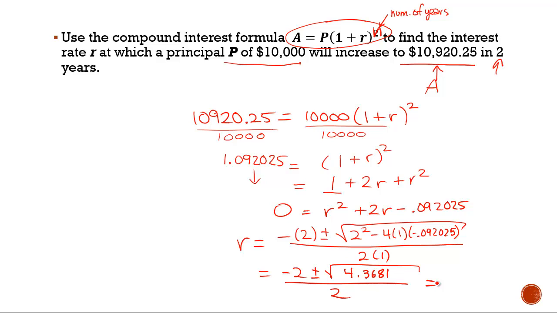So now we have two options, either the positive or the negative. So the positive gives us 0.045 as the rate. That would make sense, 4.5%. The negative is going to be a negative rate. You'll notice that negative 2 minus the root of 4.3681 over 2 is going to be negative 2.045. And we know it's not a negative rate, therefore it has to be 4.5%.